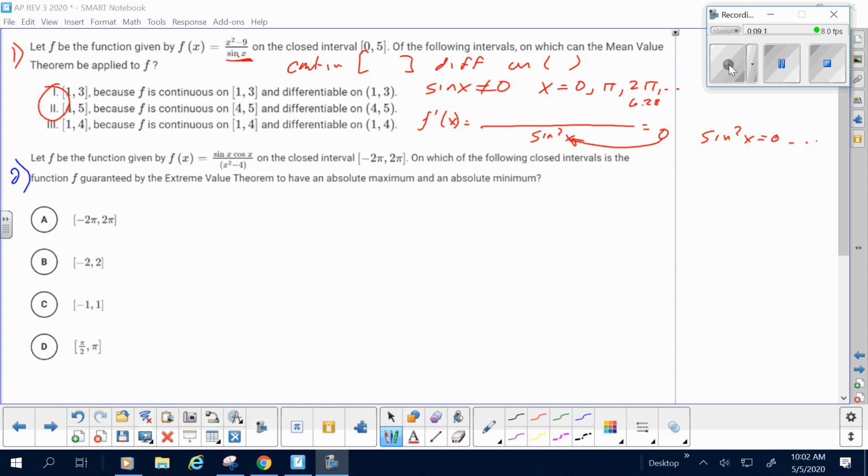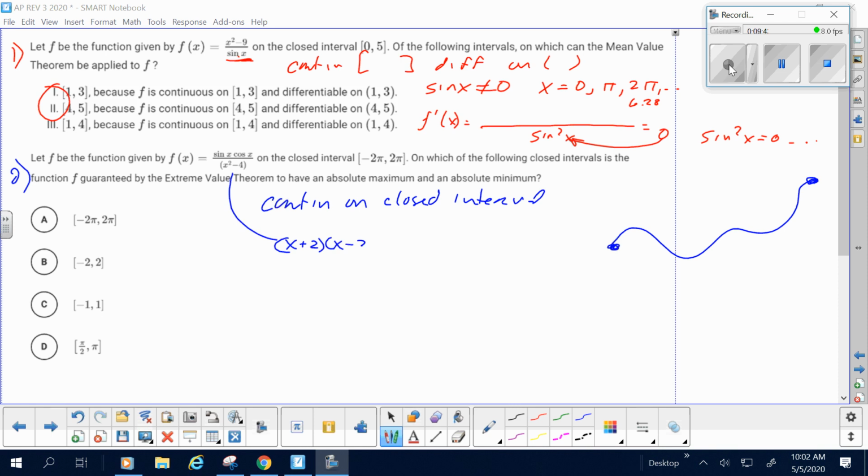Okay, so extreme value theorem guarantees absolute min and max if it's continuous on a closed interval. It must. If you can draw it without lifting your pen and it ends so it doesn't go to infinity, then it must have an absolute max and min. Must. All right, so this would be having some continuity issues at 2 and -2. So I need to find an interval without those in it, and then I would be good to go.